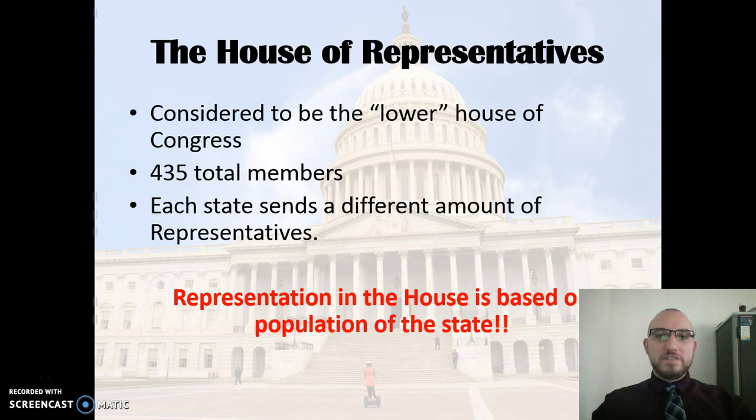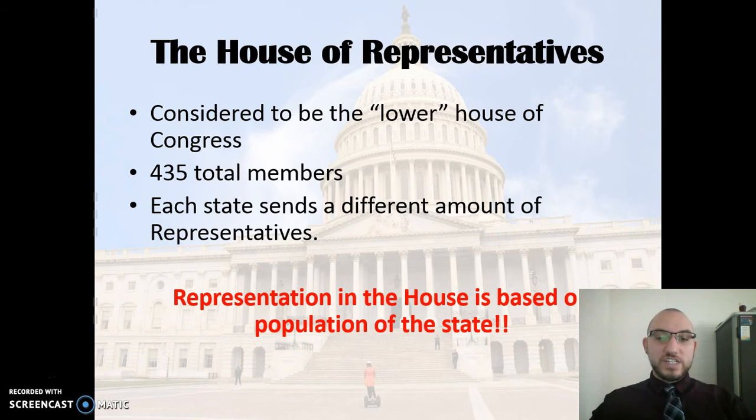On the other hand, you have the House of Representatives. This is considered to be the lower house of Congress. There are 435 total members, and each state sends a different amount of representatives. And representation in the House is based on the population of the state.